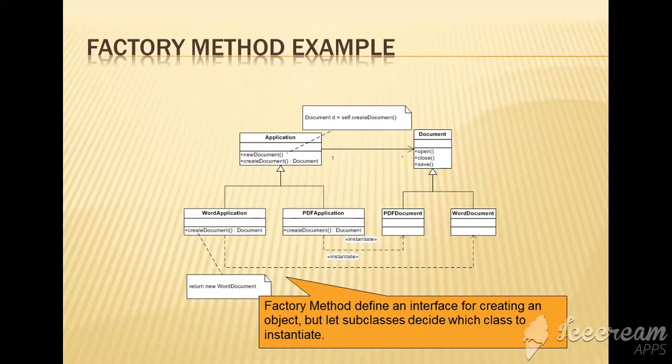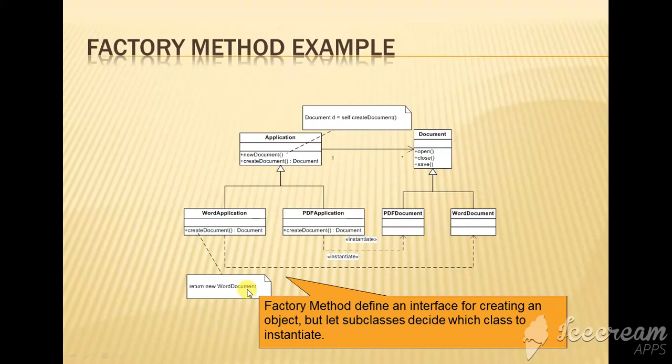We will see now what is a factory method. So factory method defines an interface for creating an object, but lets subclasses decide which class to instantiate. Now we have got an interface, and here we have the application and document, and the subclasses. We can see the subclasses here: PDF document, Word document, Word application, and PDF application. So return new Word document.